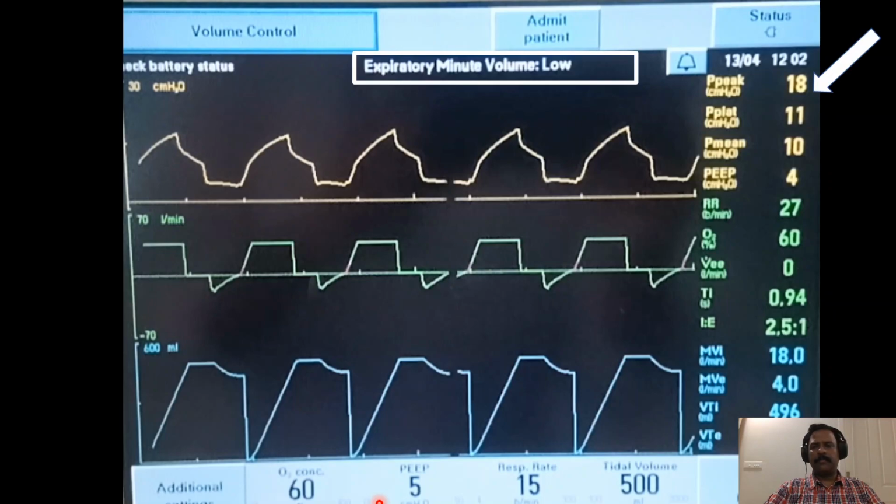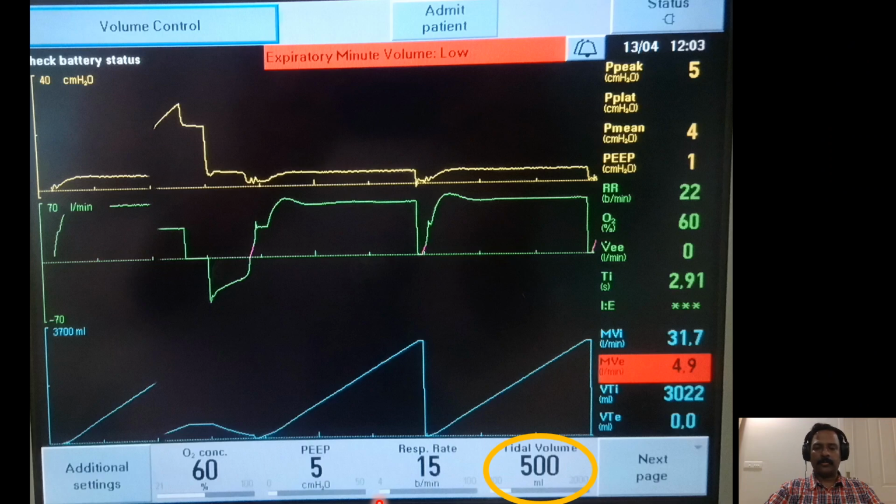You check the P peak, it is not very much raised. So the P peak is not the reason why the expiratory minute volume is low. You check the graph in the volume which is abnormal. Most importantly, you can see that the VTI is 496 and tidal volume is 500, that is fine. But the exhaled tidal volume is 62. That means despite giving a tidal volume of 500, the amount of air coming back to the circuit, coming back to the ventilator is only 62. So again, we can see that the expiratory minute volume is low here.